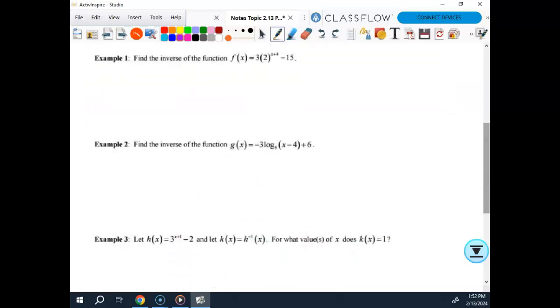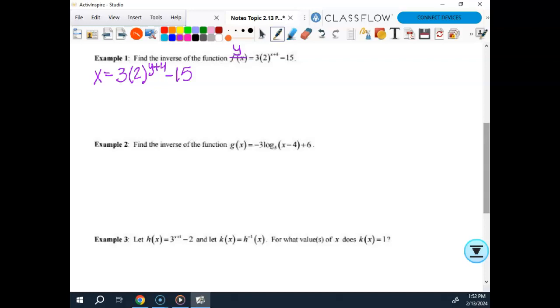So we start with this one. We're going to find the inverse. So instead of f of x, we're going to write y, right? And then we start by switching x and y. So we'll get x equals 3 times 2 to the y plus 4 power minus 15. Right? So that's my inverse, but I have to solve for y so I can use the correct notation.